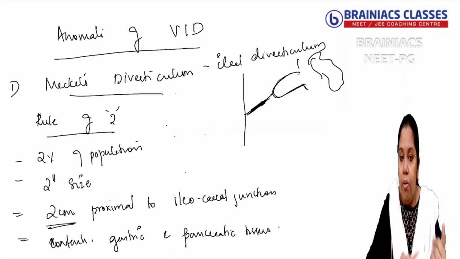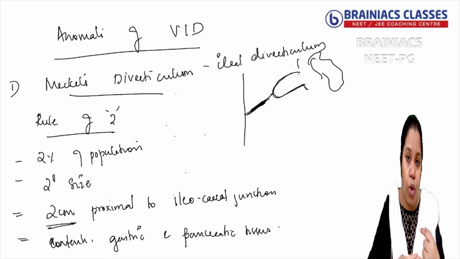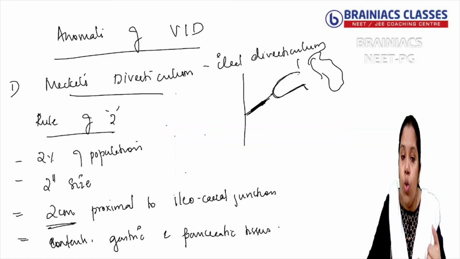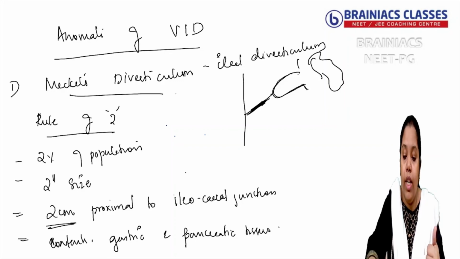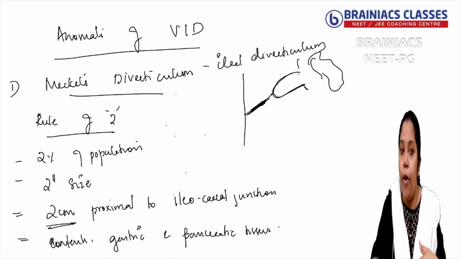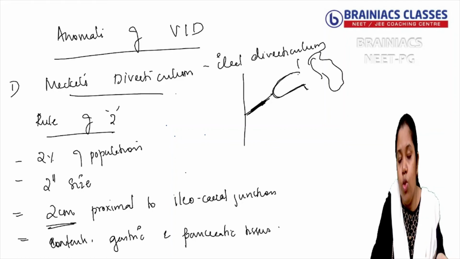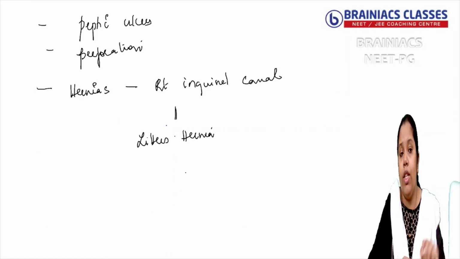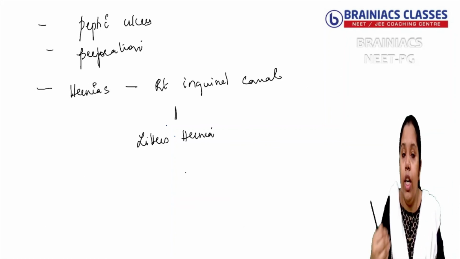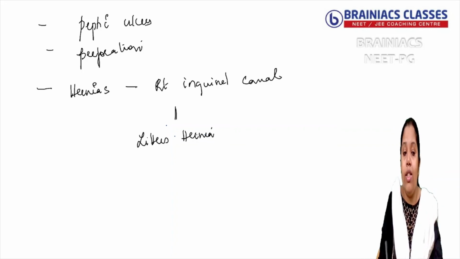It's an ileal diverticulum which occurs due to the persistence of the vitellointestinal duct, and it follows the rule of 2: 2% of the population, 2 inches in size, 2 centimeters from the ileocecal junction. Contents include gastric and pancreatic tissues, resulting in production of gastric juice and pancreatic juice, leading to peptic ulcer and perforation. And if it herniates via the right inguinal canal, it is called Littre's hernia.